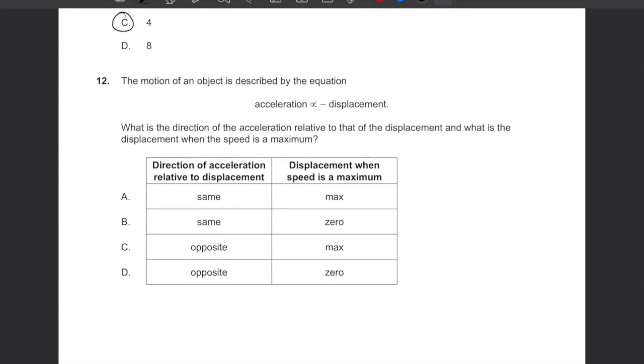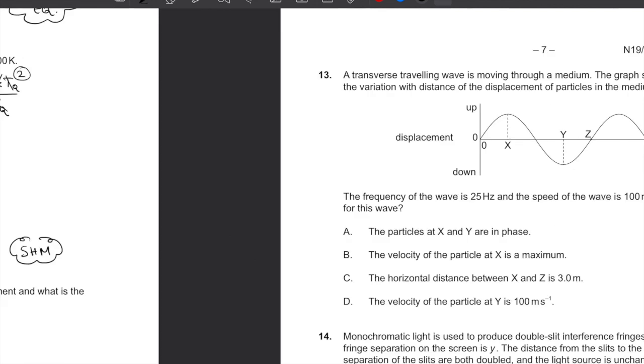Okay, the next one is simple harmonic motion. We know that the defining equation for simple harmonic motion is that the acceleration is directly proportional and opposite to the displacement. So that's just something you have to know. And the speed is always a maximum when you have zero displacement, and the acceleration is always opposite to the displacement. So D was the right answer.